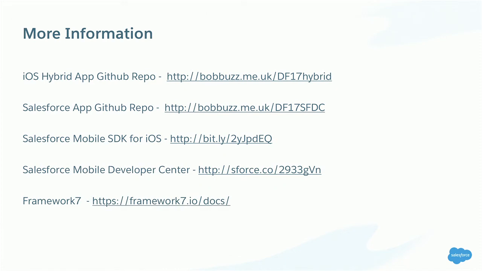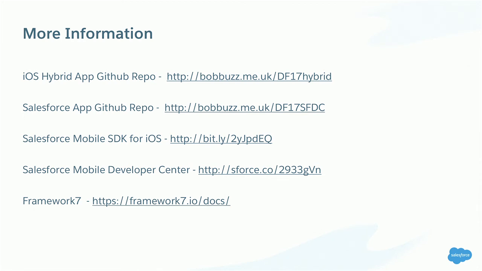So for more information on this, and I will share this deck, so you don't need to take photos unless you particularly want to. When you're building offline mobile apps that connect to Salesforce, there's typically 2 aspects to the application. There's the iOS hybrid application code, and then there's the Salesforce code. So 2 GitHub repositories, both of which are up there. And I was able to get some quite nice names for those as well, which I was quite pleased about.